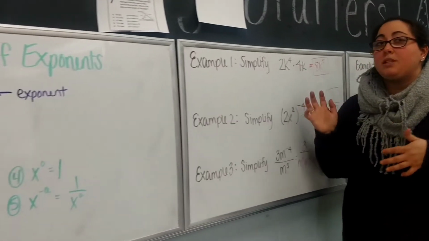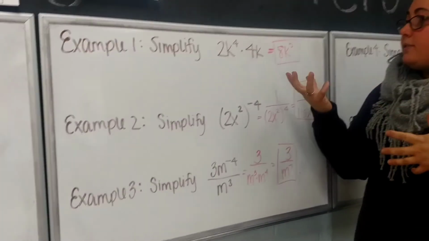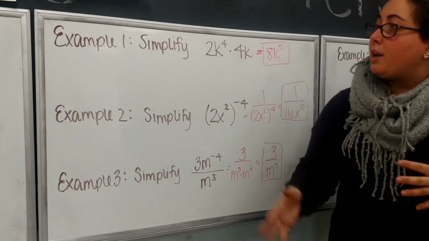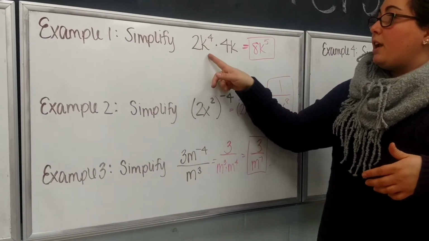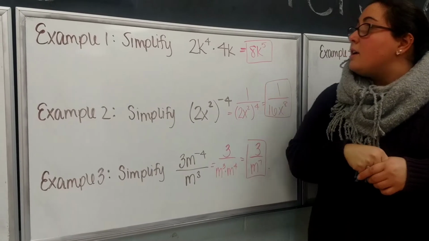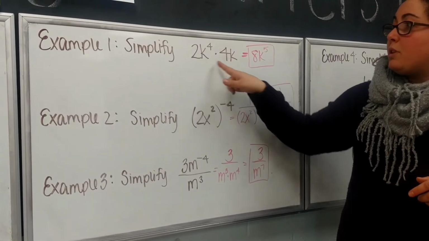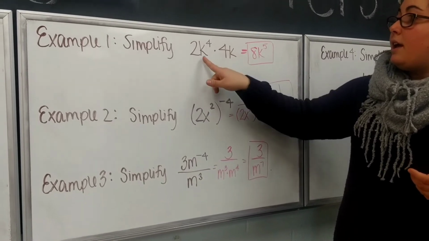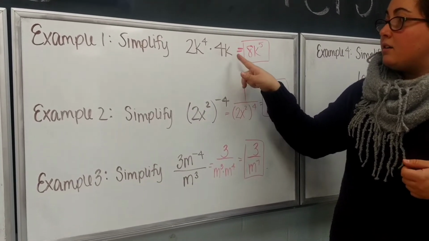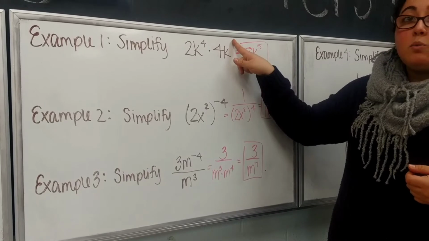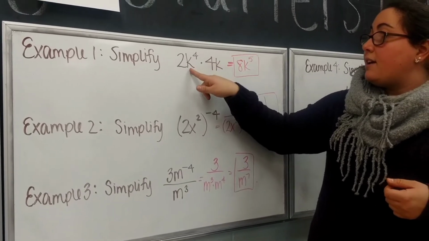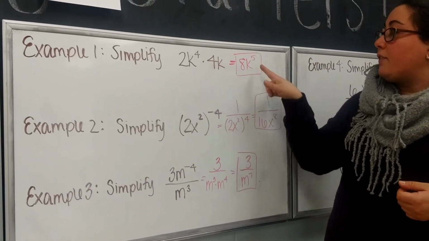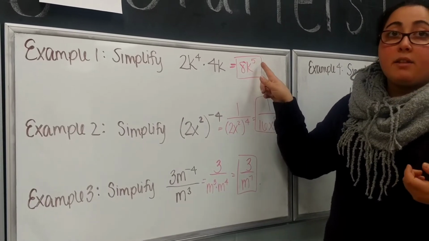Some of the examples that we're going to go through start off a little simpler, and then we'll get some more complicated. But we're going to simplify 2k to the 4th times 4k. Just as you normally would, you would multiply those values of 2 times 4, which gives you 8. And k to the 4th times k, since that really has a power of 1, there's 4 k's here and 1 k here for a total of 5 k's, which is k to the 5th.